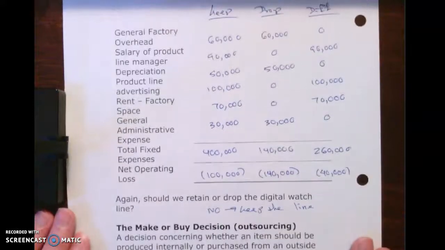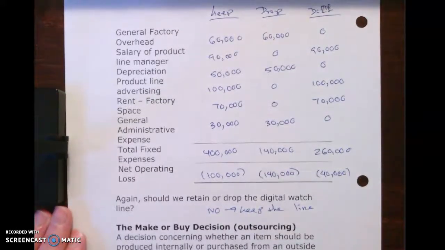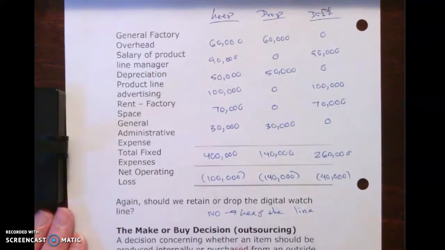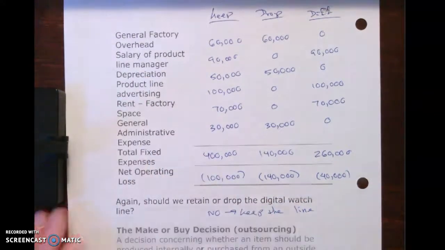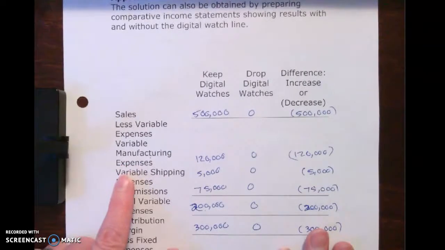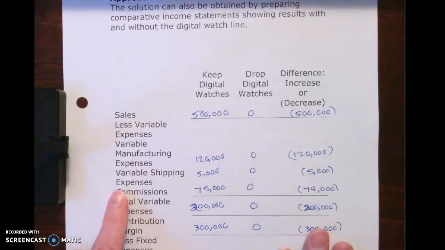Now, the right answer is not to keep losing money forever, but it is to take some strategies to improve your profitability, perhaps by looking over here at some of your manufacturing costs, looking at a new supplier, reducing your shipping or commissions, okay?